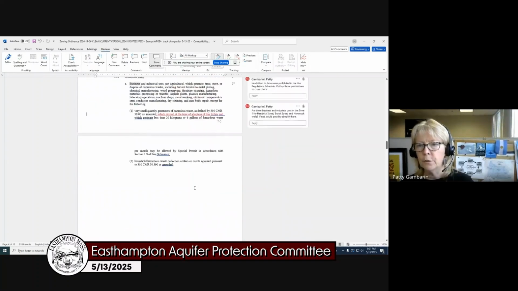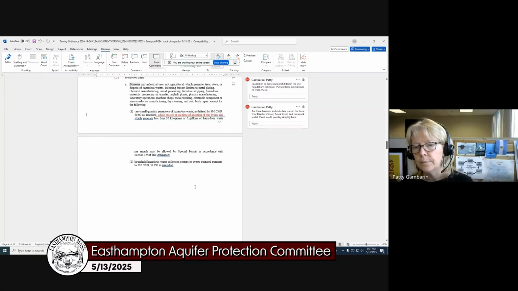But I think if we're focused on that part of the aquifer, the R40 and the R80, then we might be able to streamline some of this.